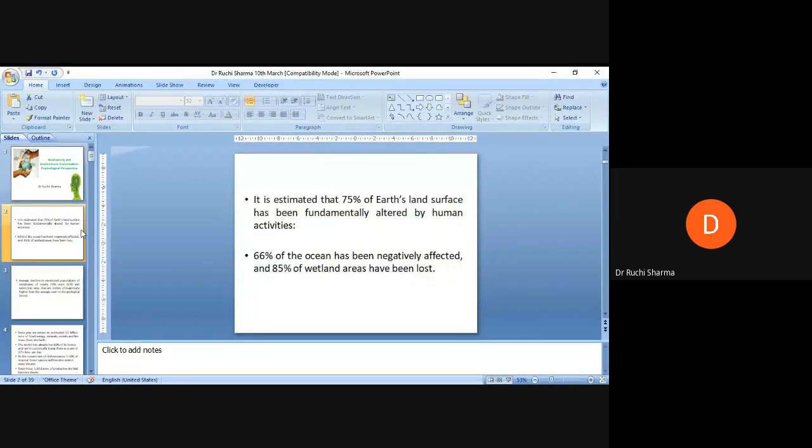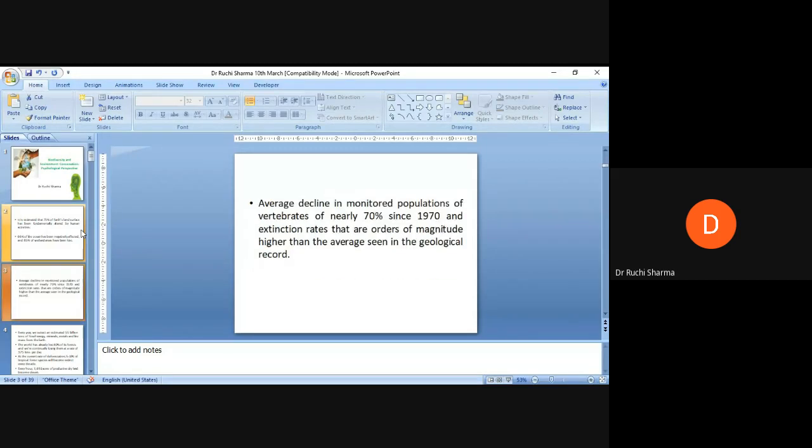It is estimated that 75% of Earth's land surface has been fundamentally altered by human activities. As you can see on the slide, 66% of the ocean has been negatively affected and 85% of wetland areas have been lost. We have seen the combined effects of land use change and habitat fragmentation, overharvesting, pollution, and climate change result in an average decline in monitored populations of vertebrates of nearly 70% since 1970, and extinction rates that are orders of magnitude higher than the average seen in the geological record.